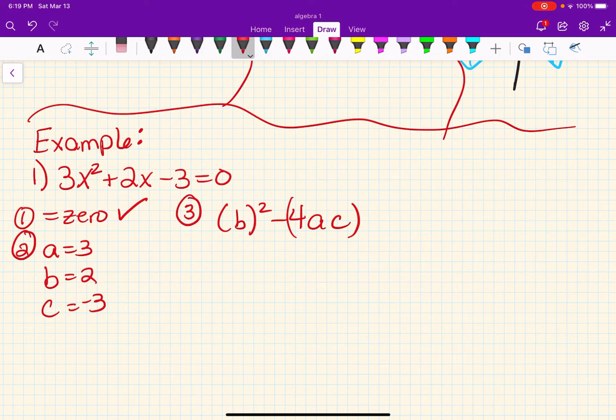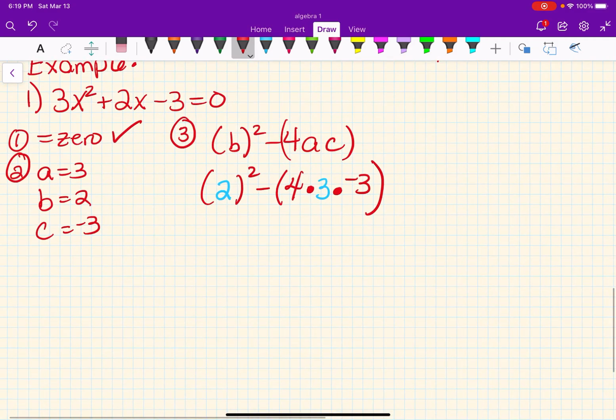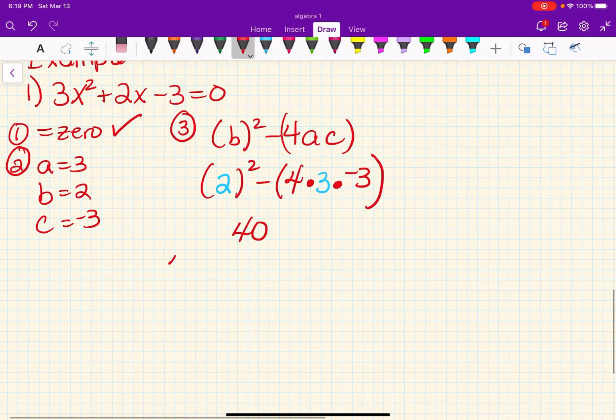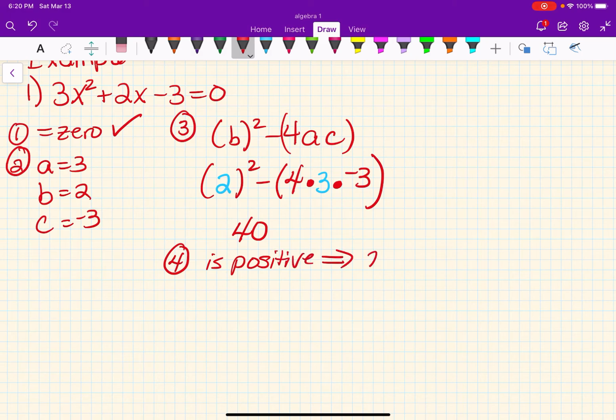This is the third step. I'm going to leave my parentheses. B in this case is 2, squared, minus parenthesis 4 times a, which is 3, and c is negative 3. Then I'm going to put it into my calculator just like that, and my answer for the discriminant is 40. So now we go to our fourth step. Since our discriminant is positive, we can say we have 2 real roots.